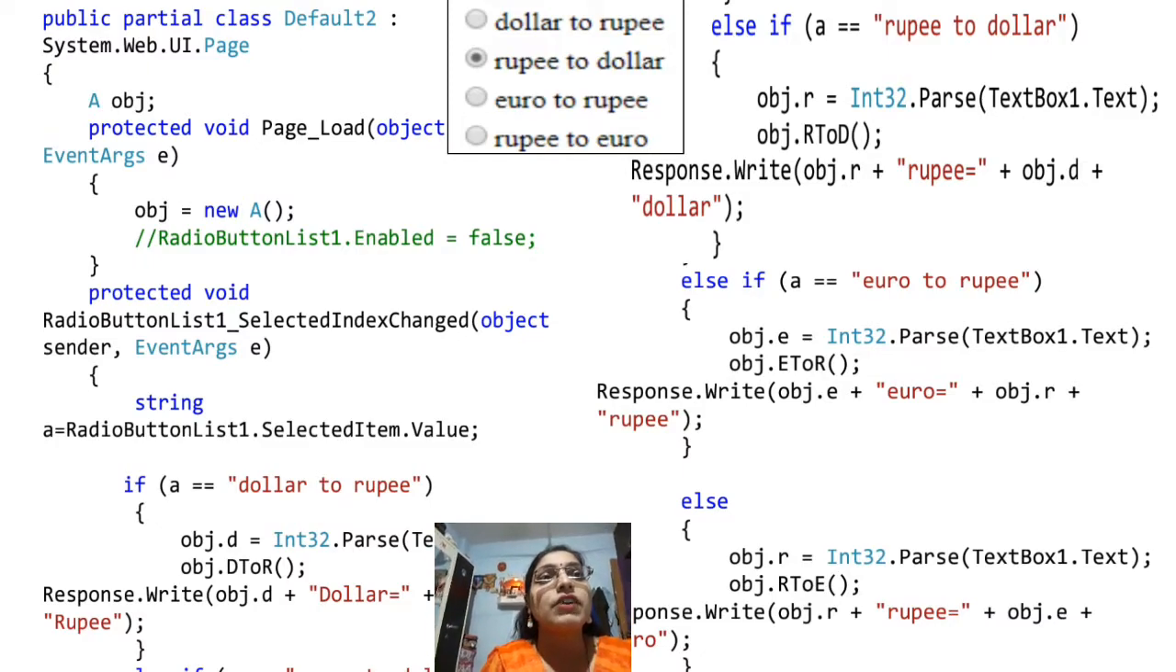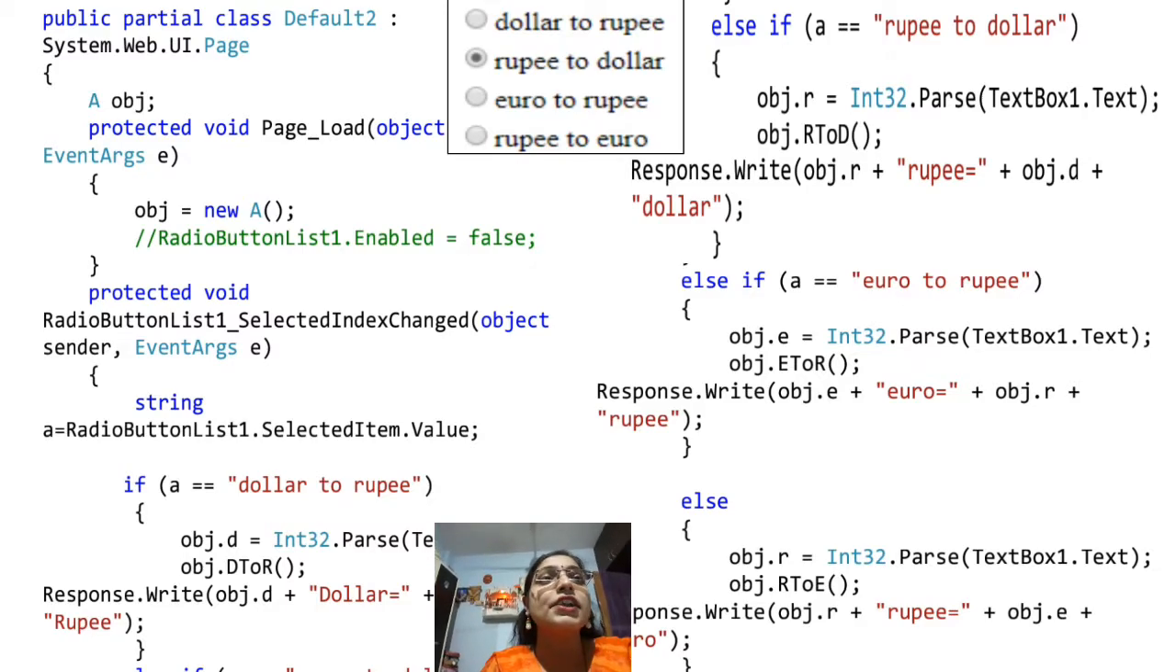So now we are at the else if a equal to rupee to dollar option. We are storing the value of text box 1 into the R variable. Then we will call the r2d function, because in this specific function we have written the logic for rupee to dollar conversion. And then Response.Write obj.r equal to, suppose I have entered 600 rupees.